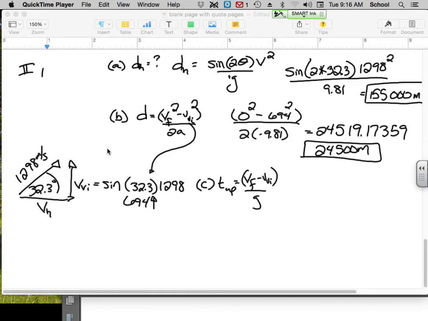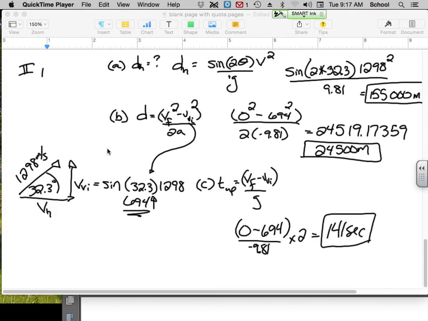The VF is going to be 0, since it goes up until it stops going up. Initially, we were going 694 straight up. And G, of course, is negative 9.81. That will tell me my time up, but I asked for the total time in air, so we have to multiply that by 2 to bring it back down. So 694 divided by 9.81 times 2 means it's going to be in the air for a total of 141 seconds. So that's all we got to do.